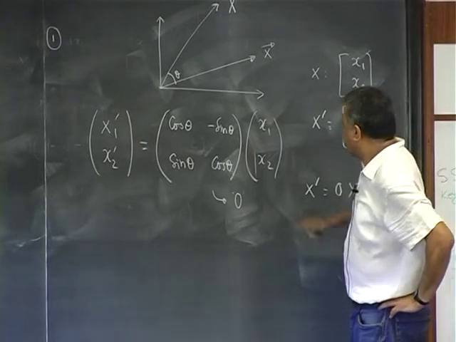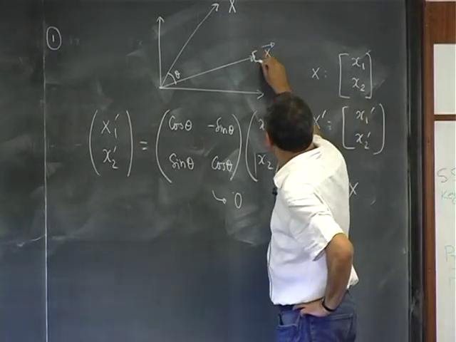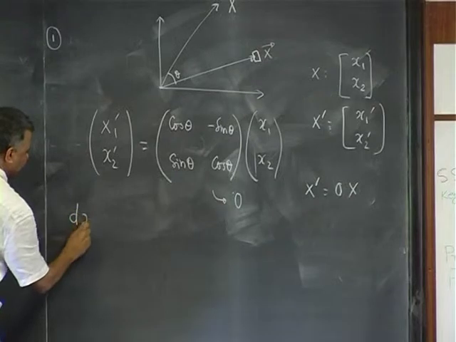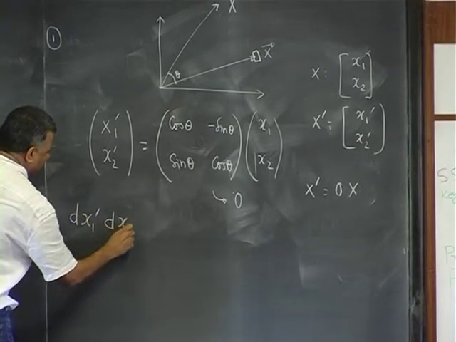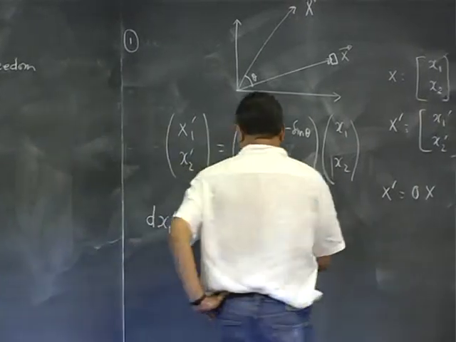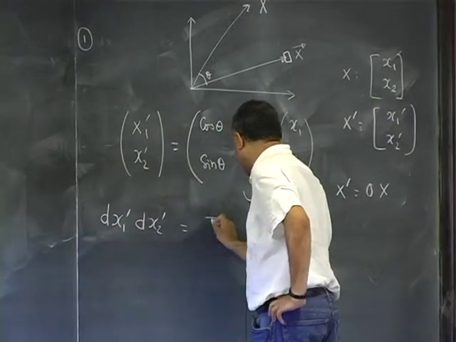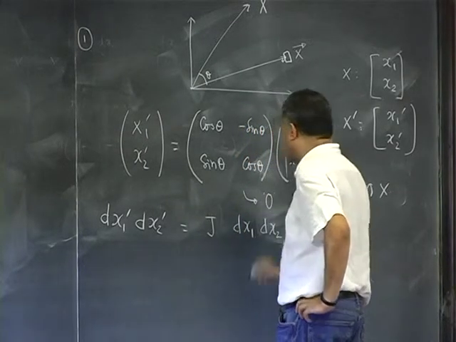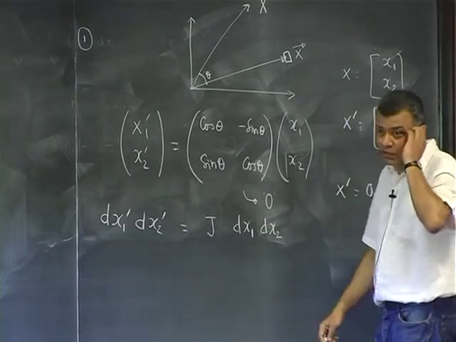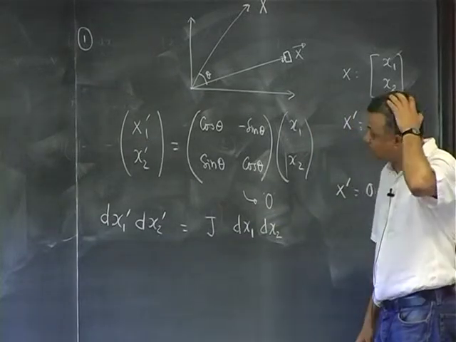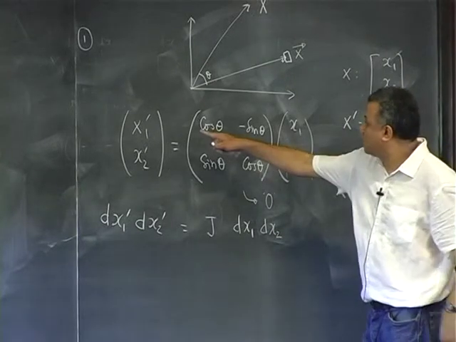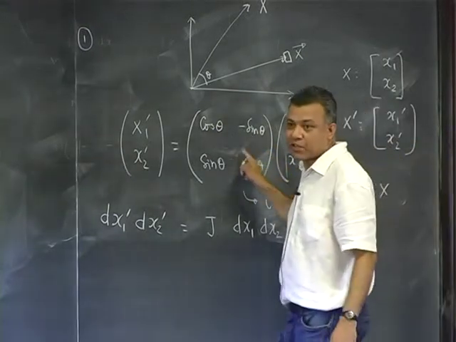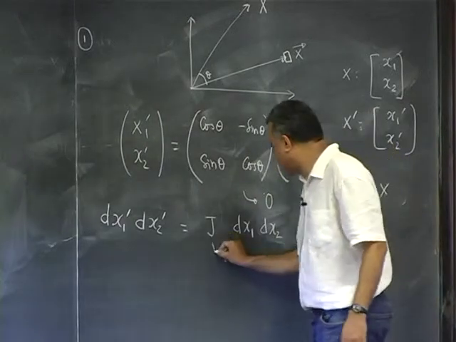Now, if I take a volume element here, what you want to show is that suppose I take dx1 prime, dx2 prime. All of you know this. This is a Jacobian times dx1 dx2. So what is the value of this Jacobian? Anybody? All you have to do is to take del x1. The Jacobian is just this matrix, and the determinant of this matrix is what? 1. So this Jacobian is 1.